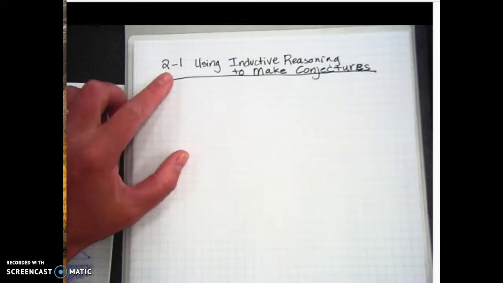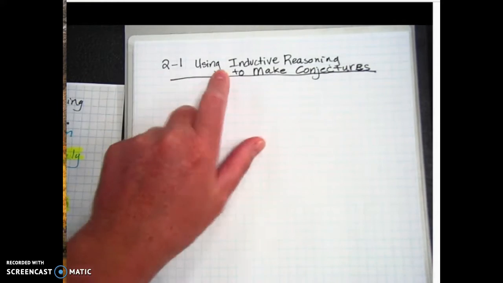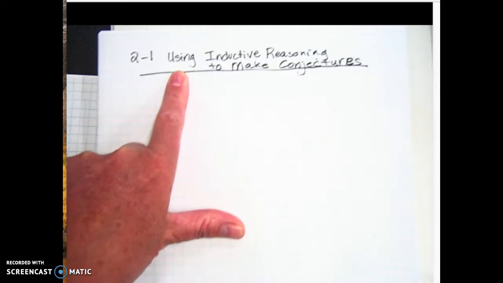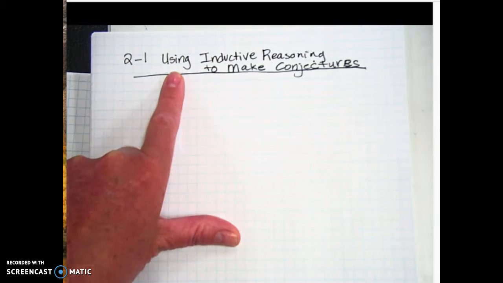All right, so today we're starting chapter 2. This is section 1, and it has this super fancy name. It's called Using Inductive Reasoning to Make Conjectures.